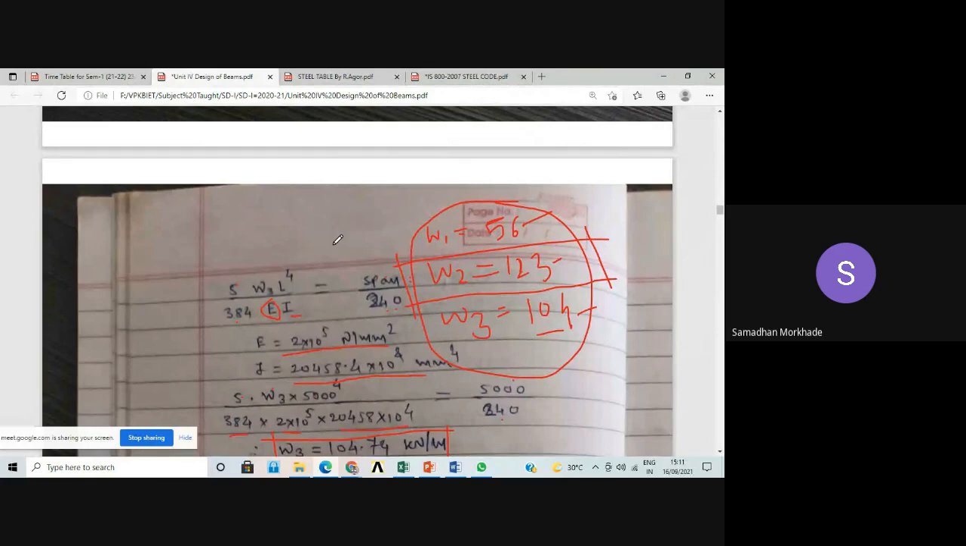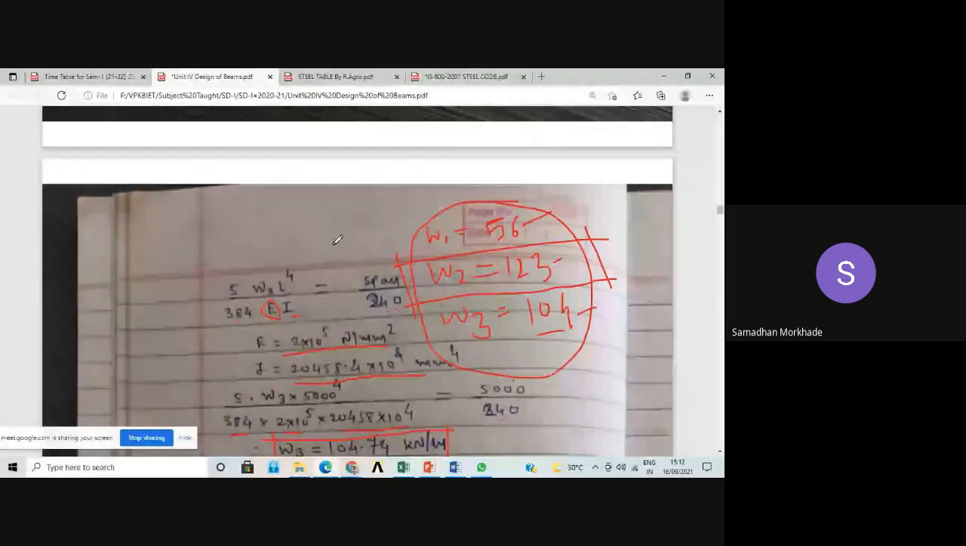Just for the sake of our step procedures, I will take one example on design of laterally supported beam and one example on design of laterally unsupported beams. Your unit number 4 is over. So this is a very important problem. You will never find this example in any of the books. This copy I have already uploaded on the Google Classroom, and I think we have completed the recordings of today's sessions also.